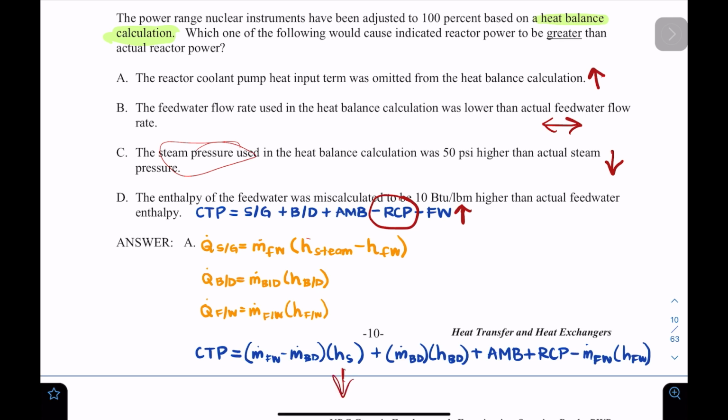So now the enthalpy of the feed water was miscalculated to be higher. So the enthalpy of the feed water is higher, right? That will bring it lower overall. So the only possible answer here is gonna be A, right? The reactor coolant pump heat input term was omitted from the heat balance equation.